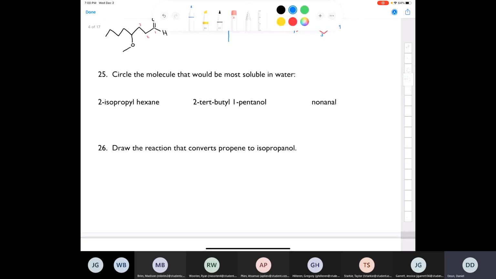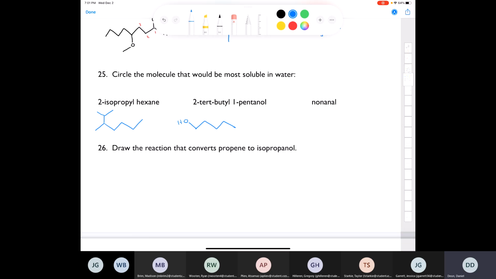Okay, number 25, circle the molecule that's going to be most soluble in water. I'm going to draw these kind of quickly. The first one is 2-isopropylhexane. We have 1, 2, 3, 4, 5, 6. On the second carbon, we have an isopropyl group. Then we have 4-tert-butyl-1-pentanol. So we have 1, 2, 3, 4, 5 hydroxyl here. And on the second carbon, we've got a tert-butyl. Kind of running out of space here. There we go. And the last one is nonanal.